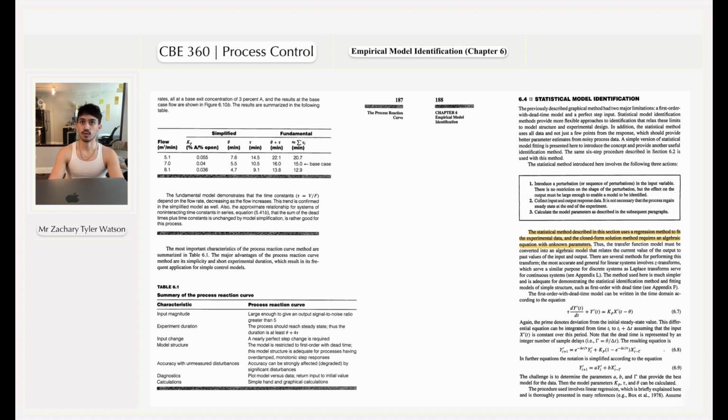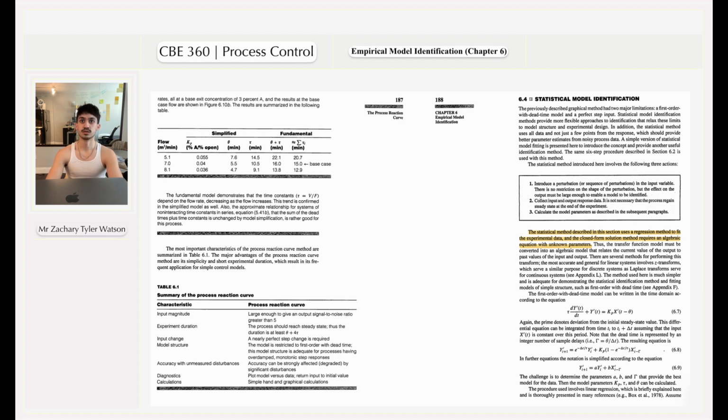The previously described graphical method had 2 major limitations: a first order with dead time model and a perfect step input. Statistical model identification methods provide more flexible approaches to identification that relax these limits to model structure and experimental design. In addition, the statistical method uses all data and not just a few points from the response, which should provide better parameter estimates from noisy process data. A simple version of statistical model fitting is presented here to introduce the concept and provide another useful identification method.